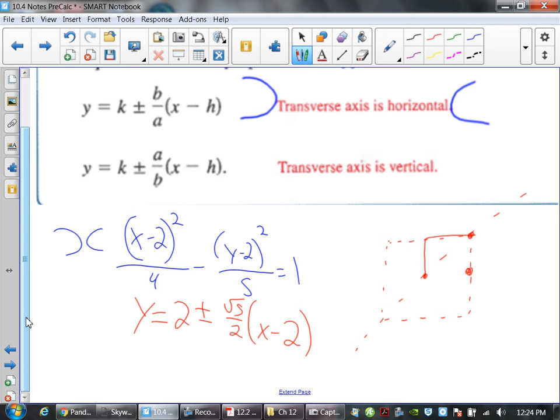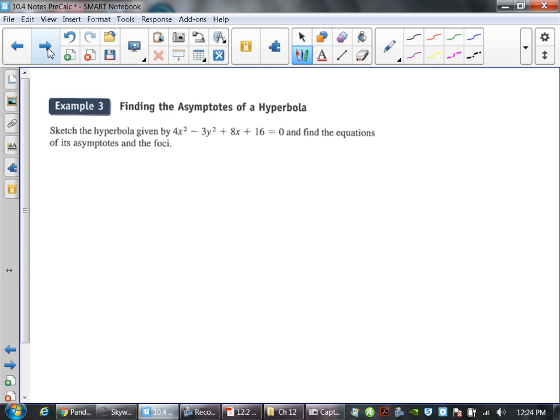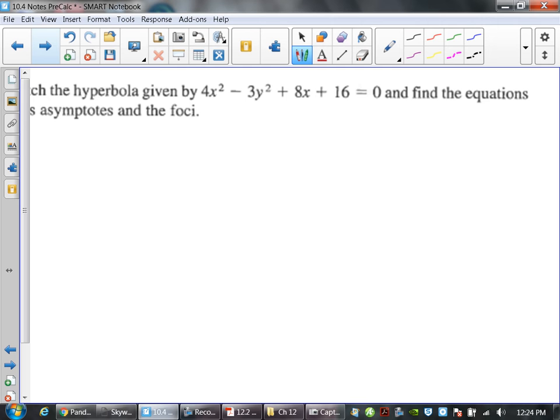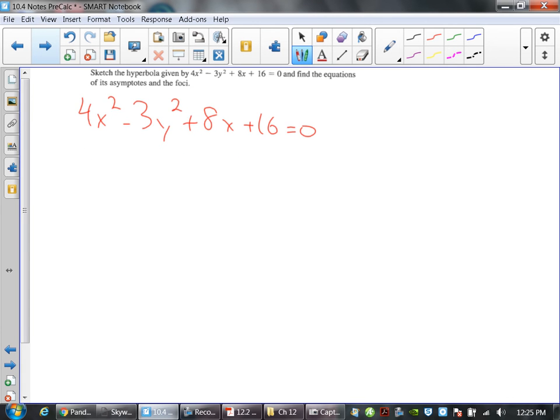So let's just take a generic quadratic form where you have to do all the completing the square, and let's just find all of it. Centers, vertices, co-vertices, equations of asymptotes, and graph it all. This is just a longer algebra problem. So let's just do the whole spiel. We have 4x squared minus 3y squared plus 8x plus 16 is 0. Now let's do the whole shebang.